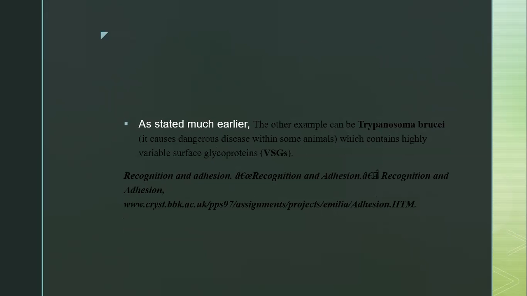And as stated earlier, the other example can be Trypanosoma brucei. It causes dangerous diseases within some animals, and contains highly variable surface VSGs. And this is one disease that could be related to recognition and adhesion.